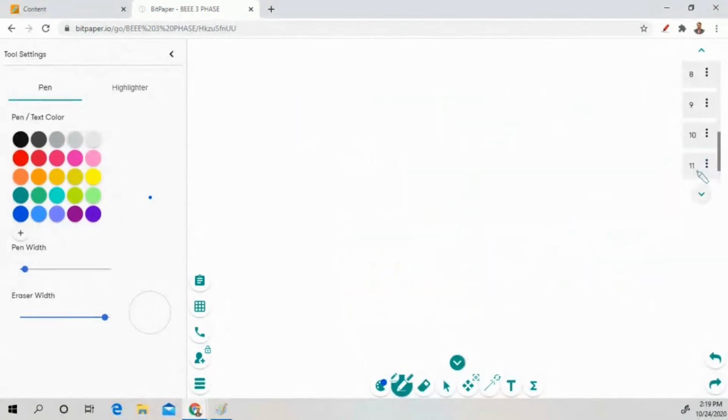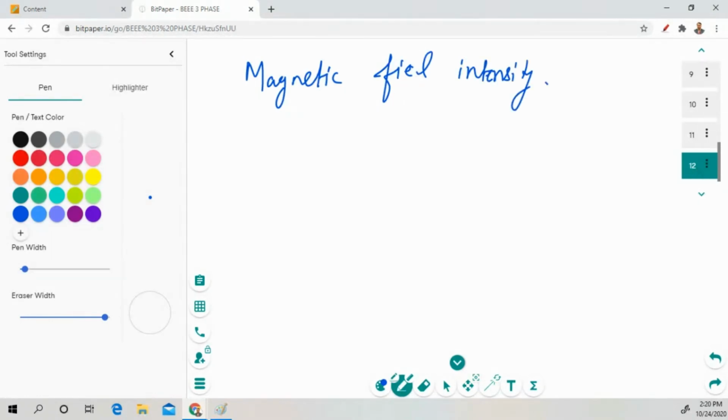What is magnetic field intensity? It is the force acting on a unit north pole placed at a point in a magnetic field. How can you represent it? Magnetic field intensity can be represented by H. So H is MMF divided by the length of the magnetic path.